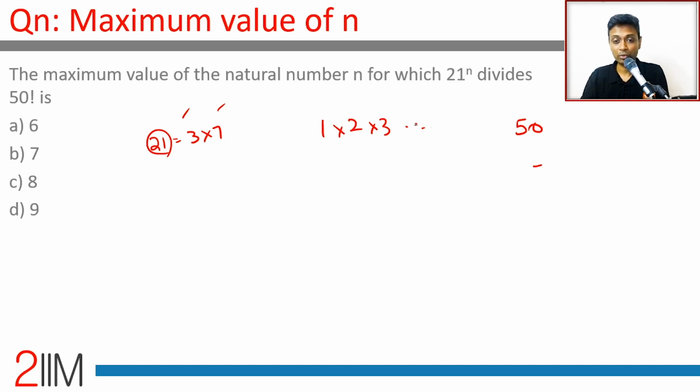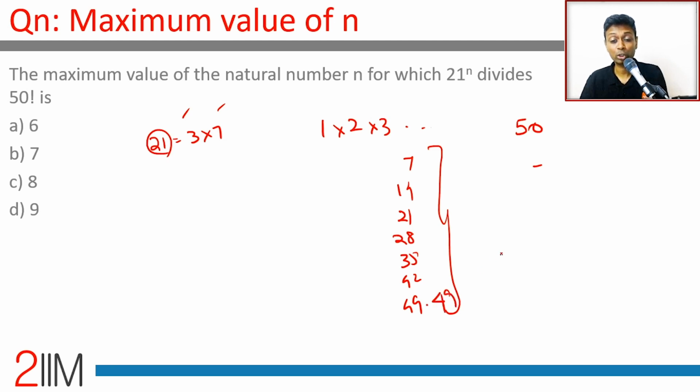1 into 2 into 3 into 4 into 5 all the way till 50. 7 will give us a 7. 14 will give us a 7. 21, 28, 35, 42, 49. 7 numbers will give us a 7. Within these, this 49 will give us 2 7s.